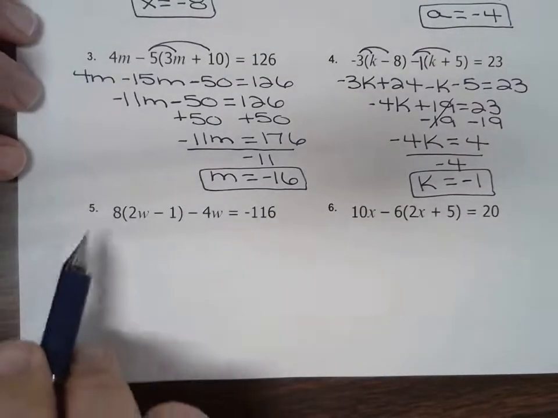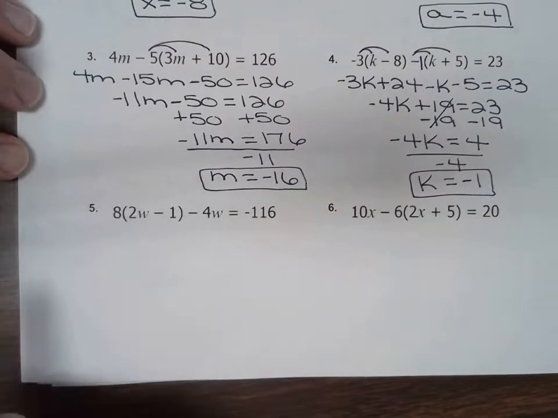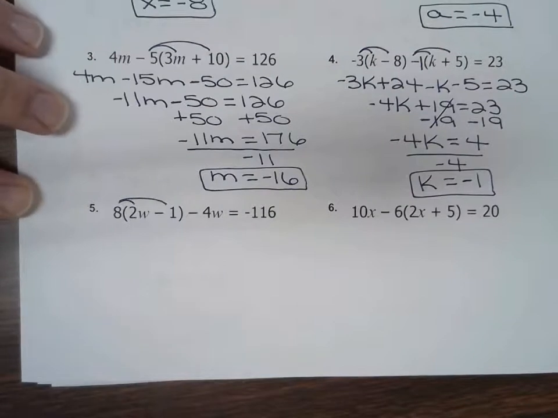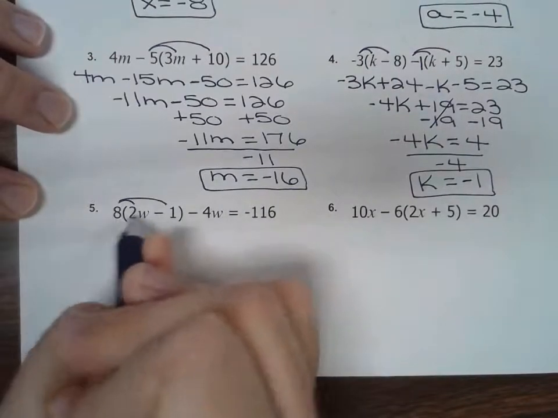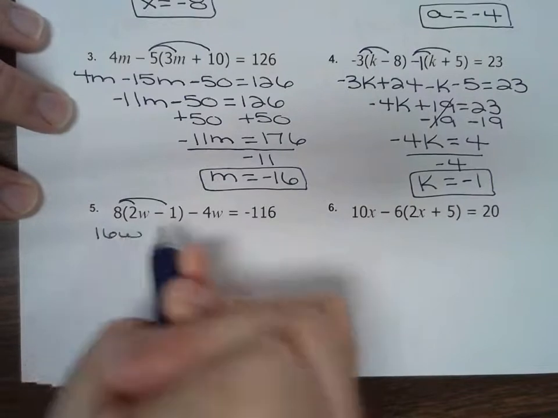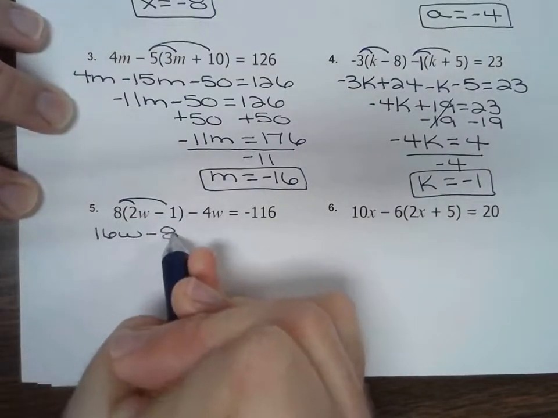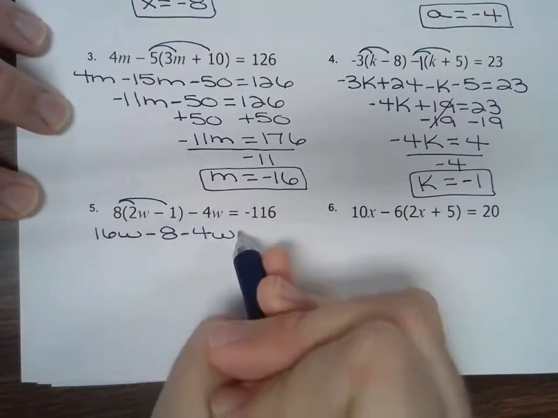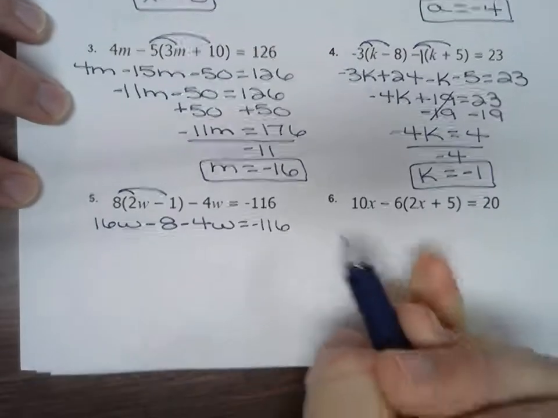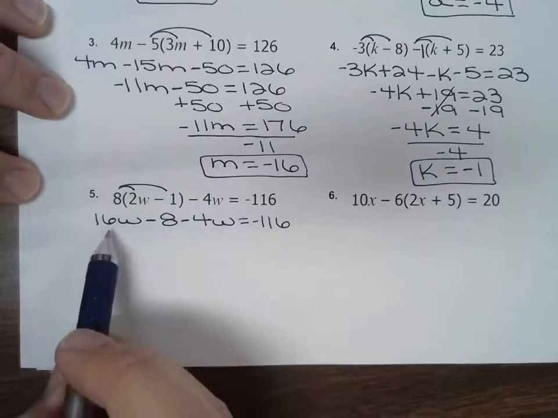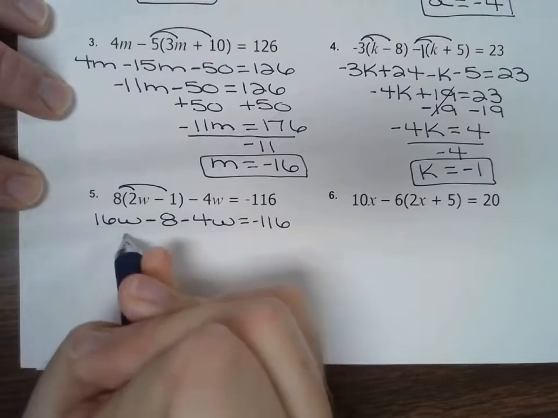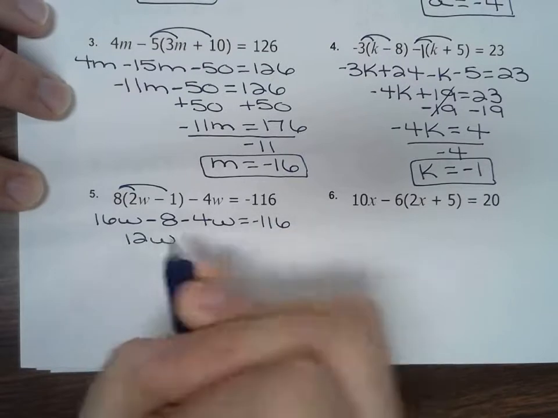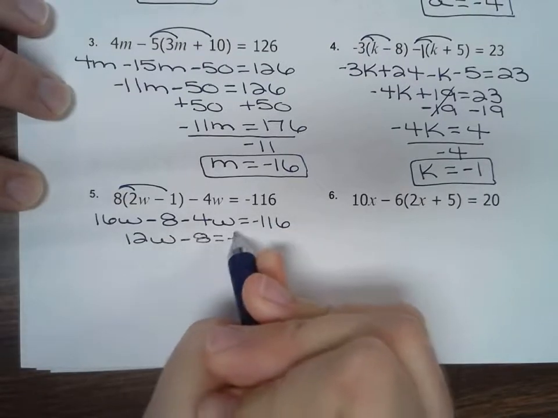Okay, 5. We notice here I have a parenthesis with a number being multiplied in front, so we're going to distribute the 8. You only distribute it to what is in the parenthesis, so the 2w and the negative 1. So 8 times 2w is 16w. 8 times negative 1 is negative 8. We have negative 4w. I'm not multiplying the 8 through it, so I just leave it on the end, equals negative 116. 16w minus 4w. 16 minus 4 is 12w. Again, you don't use opposite sign when you're keeping them on the same side. I have the negative 8 equals negative 116.